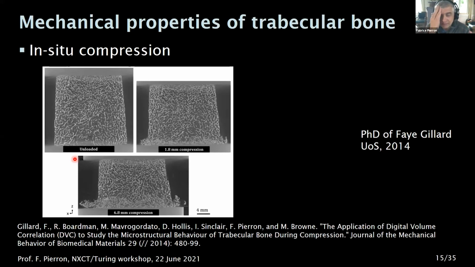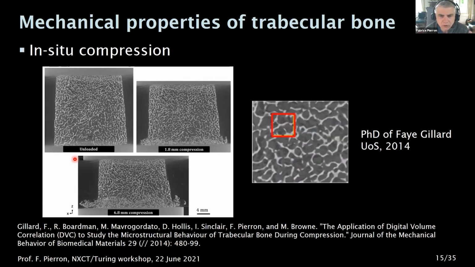We also did another study to obtain material properties on trabecular bone, on real bone this time. So that was the PhD of Faye Gillard. It was early days, 2014, and I was involved in the later stage of her PhD. So she was working on porcine trabecular bone. This is a view of slices at different levels of compression. There was 6 or 7 load steps.